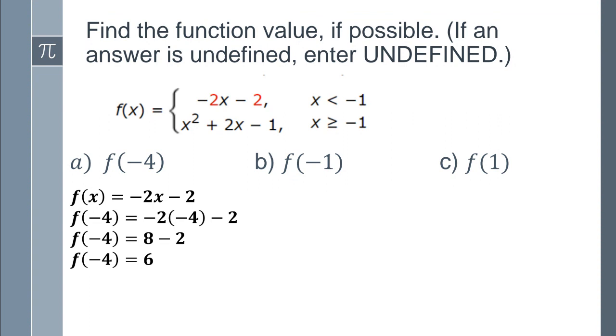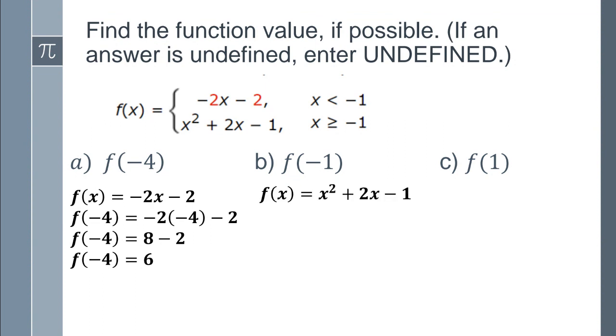Let's go ahead and do B. -1. I'm going to do the same thing. Is -1 less than -1? No, they're equal. So it would apply to this second line, or to the second equation. -1 is greater than or equal to -1. So -1 only applies to this function here, the x squared plus 2x minus 1.